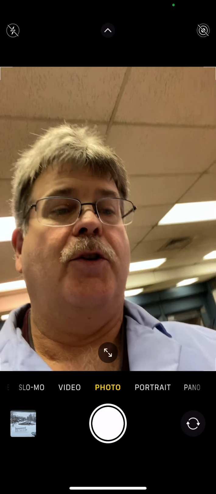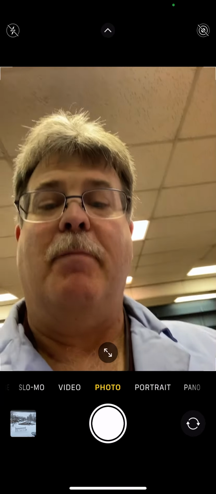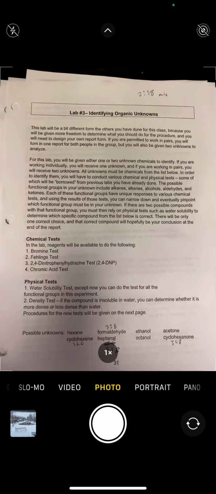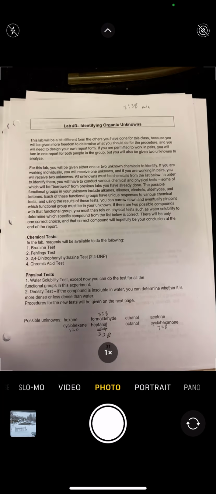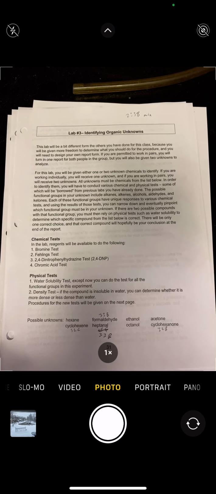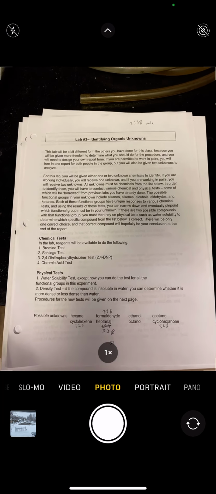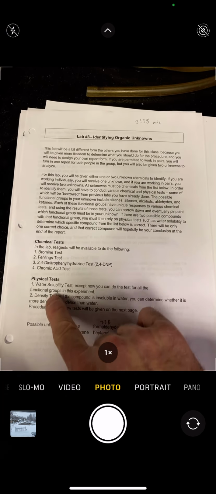So to show you what I'm talking about, if you have your lab manual, pull it out and you can follow along. We're on lab number 3, identifying organic unknowns. If you were in lab, which was canceled because of bad weather, you would have been given an unknown and you would have taken it through all of these tests.